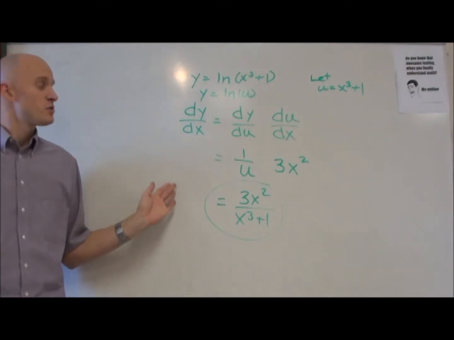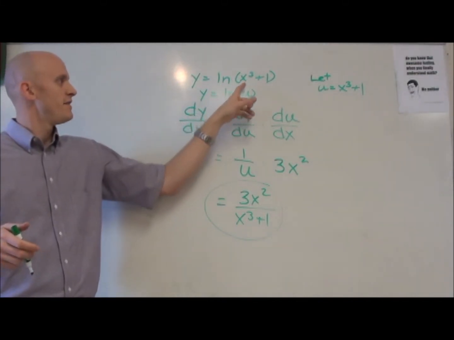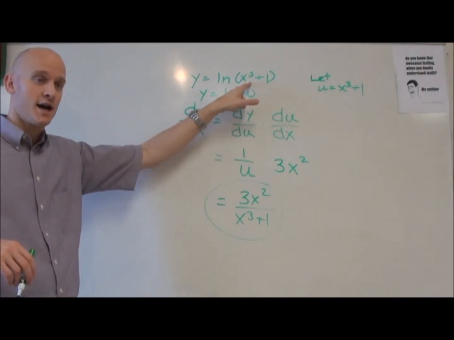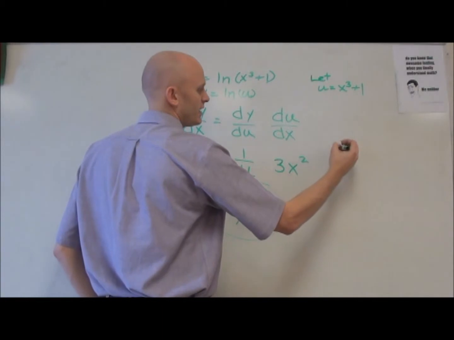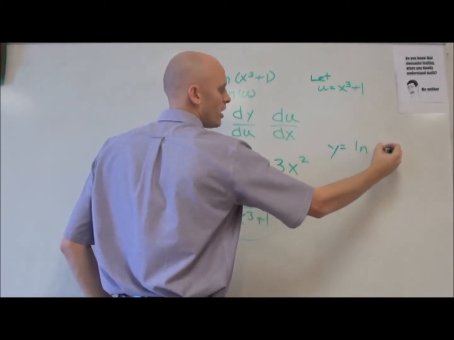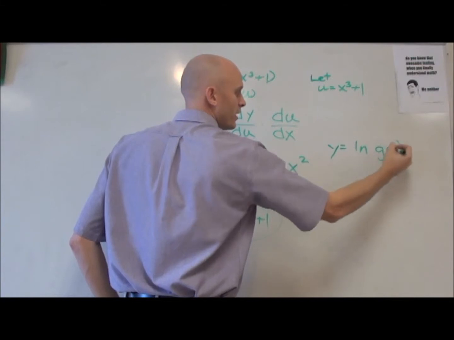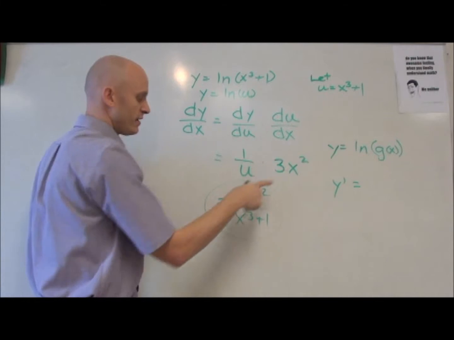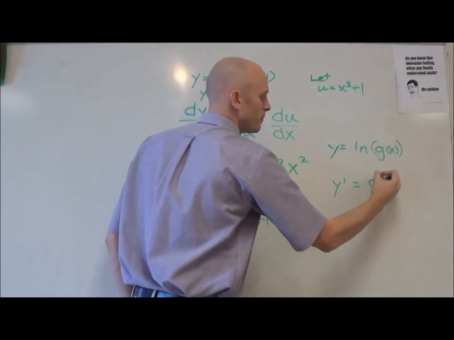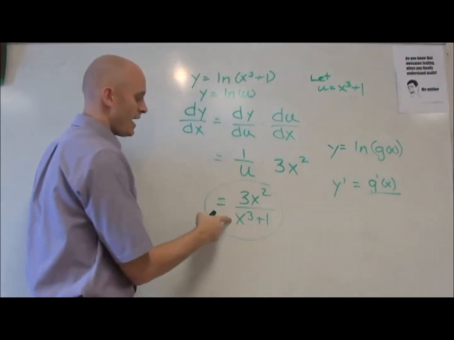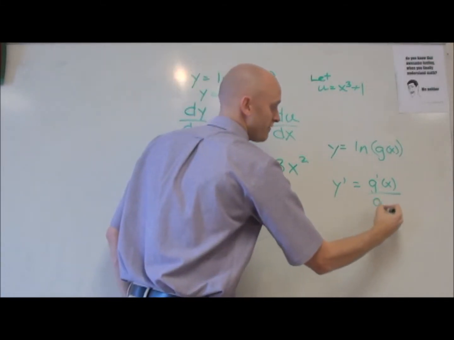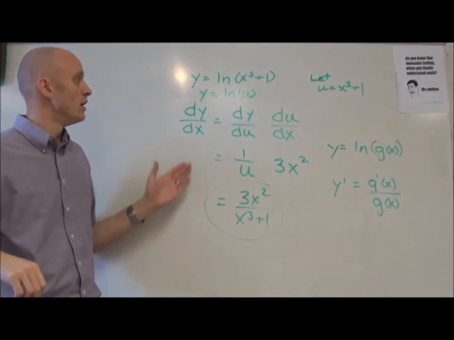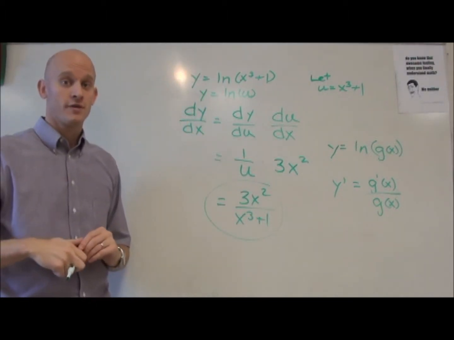Looking at that example that we just went through, you can kind of generalize this when you have natural log of a function. You can see that the numerator is the derivative of the inside. So if I have a function that is y equals the natural log of some function g of x, the derivative y prime will always be the derivative of the inside, g prime of x, divided by the inside function, g of x. That's a quick and simple shortcut for our natural log derivative.